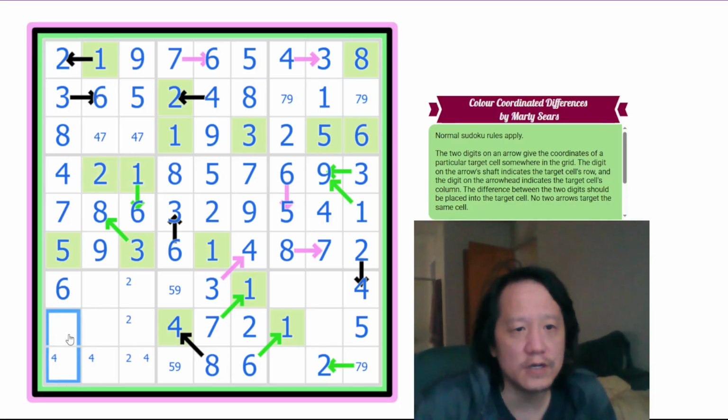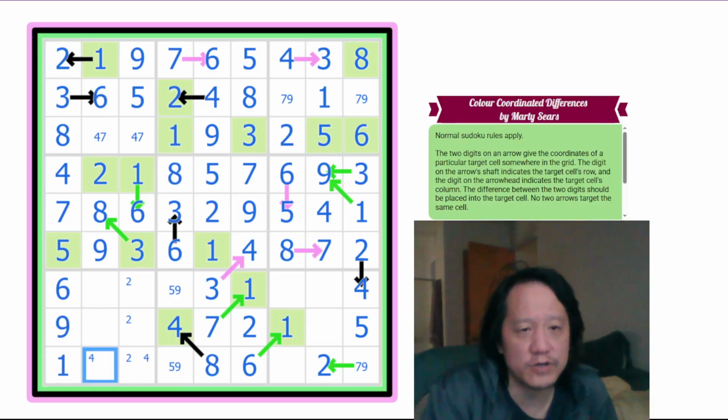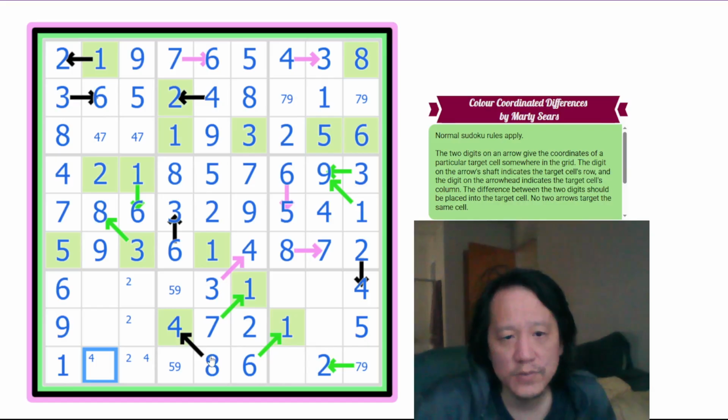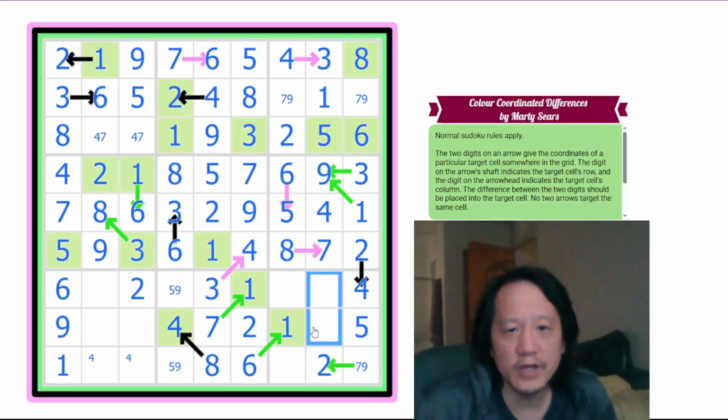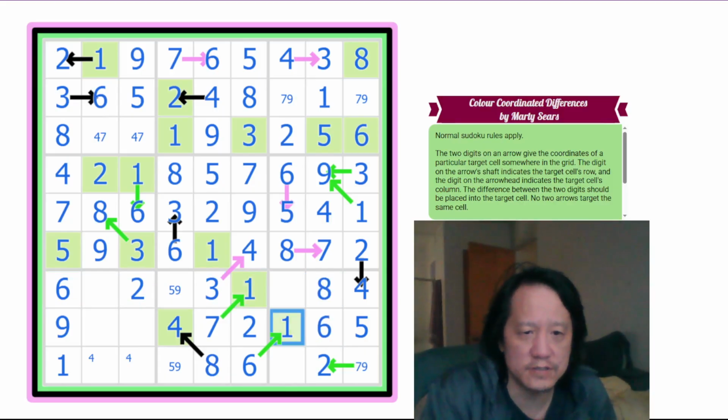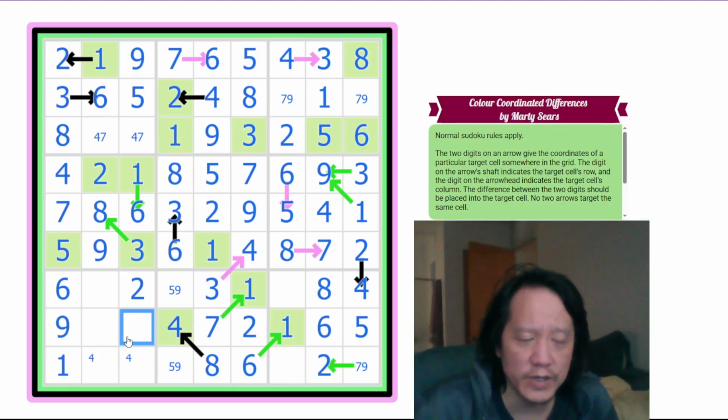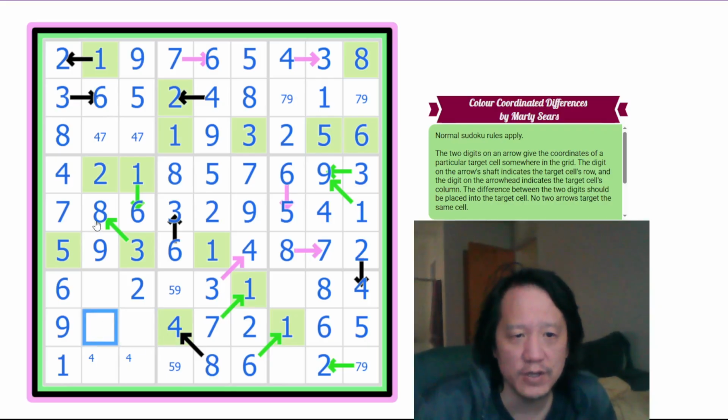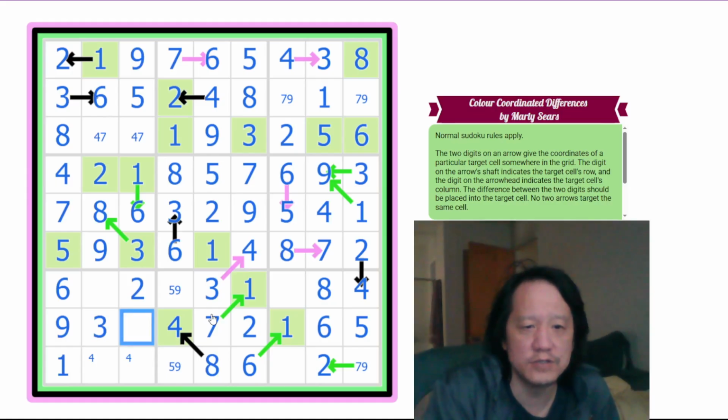Remaining digits in column 1 are 1 and 9. This can't be 1 because of 1 in the row, so this must be 9, which makes this 1. None of these can be 2, so this is all the same. That forces this to be 2 here. Remaining digits in column 8, again, are 6 and 8. This can't be 6 because of 6 in the row, so this is 8 and 6. Remaining digits in row 8 are 3 and 8. This can't be 8 because of 8 in the column, so this is 3, this is 8.